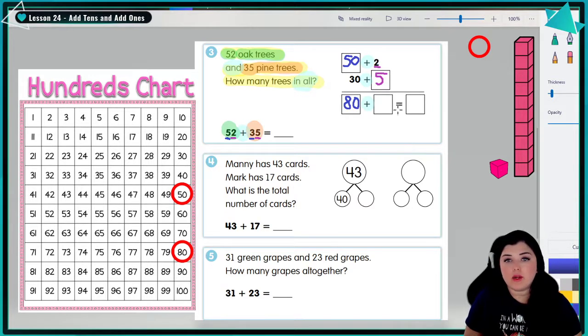Now I want to add my ones. 5 and 2. 5 is the bigger number, so I'm going to look for the 5, and I'm going to count on 2 times from 5. So I'm adding my ones. So here's the 5 and 2 more. 1, 2. So 5 plus 2 is 7.